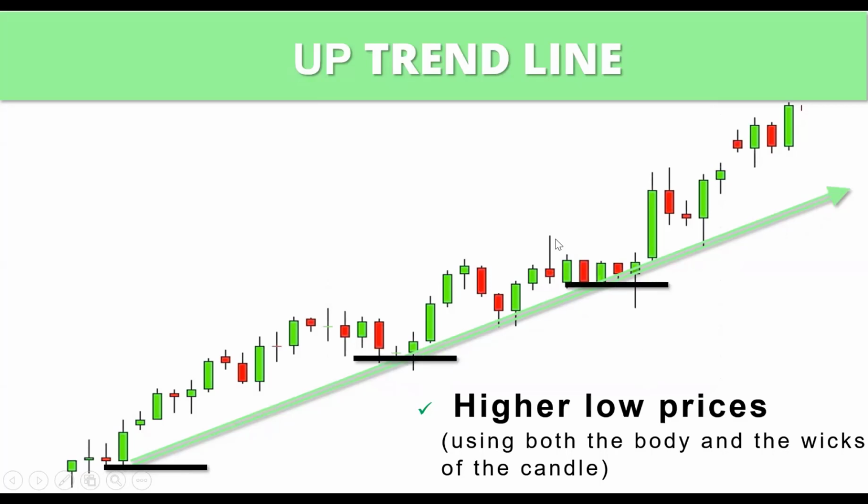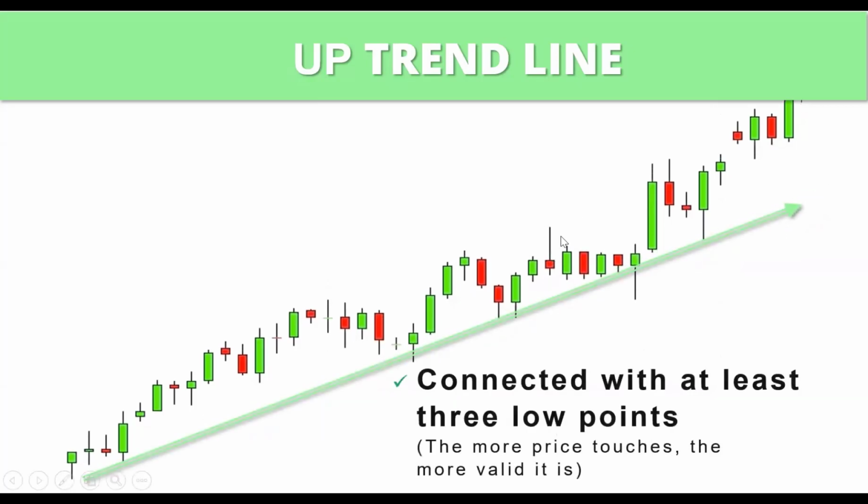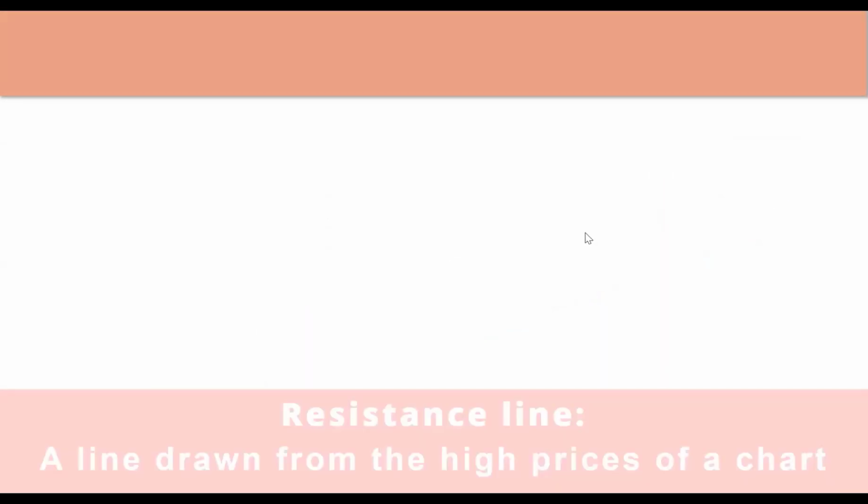So in this case, we use higher low prices. And finally, it is connected with at least 3 low points. So the more price touches, the more valid it is. With an uptrend, I always make sure that it's established after 3 low points. The market is more likely in an uptrend, and I will follow the market rather than go against it.